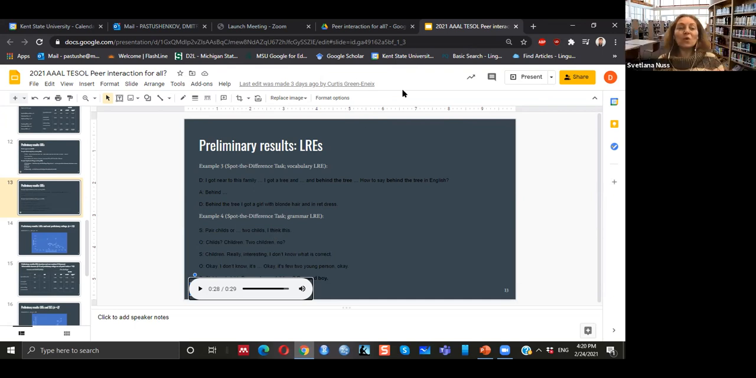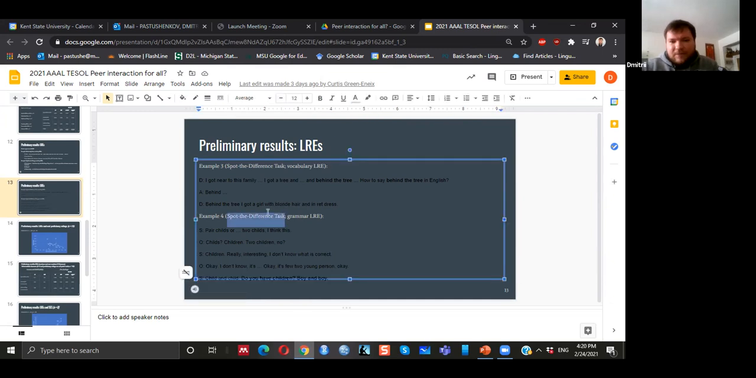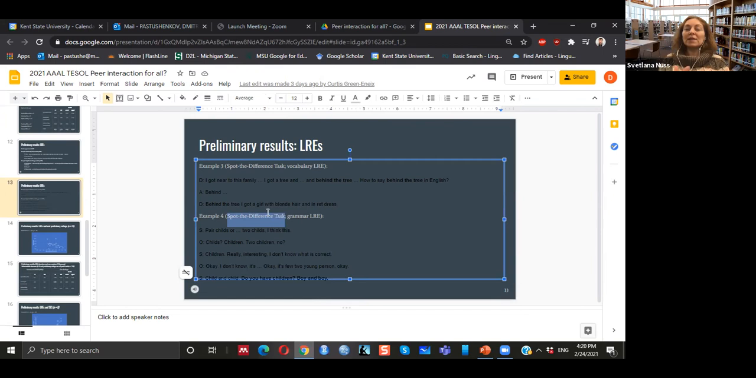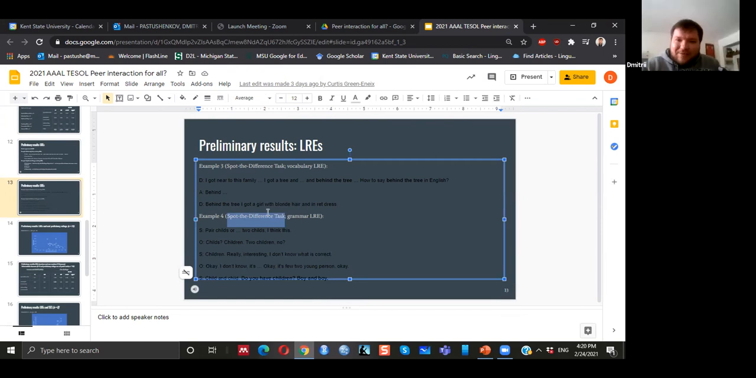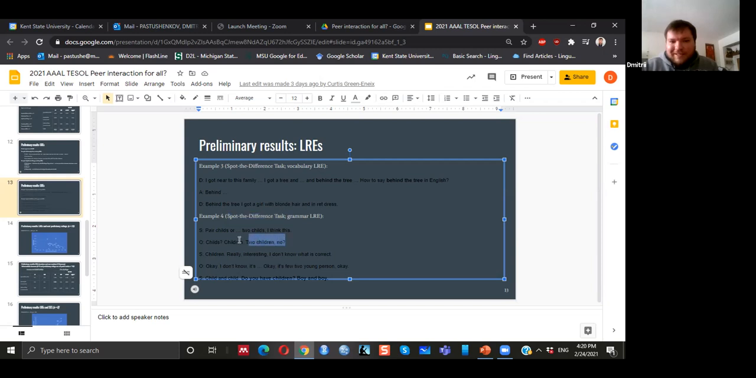So what was the task? This one is a Spot the Difference task. Oh, I see, so they had two pictures. Yeah, it's kind of similar to the consensus task, right? Because they have different pieces of information. In this case, they have two different pictures, and they need to discuss the differences between the pictures. And they talk about children in this case.